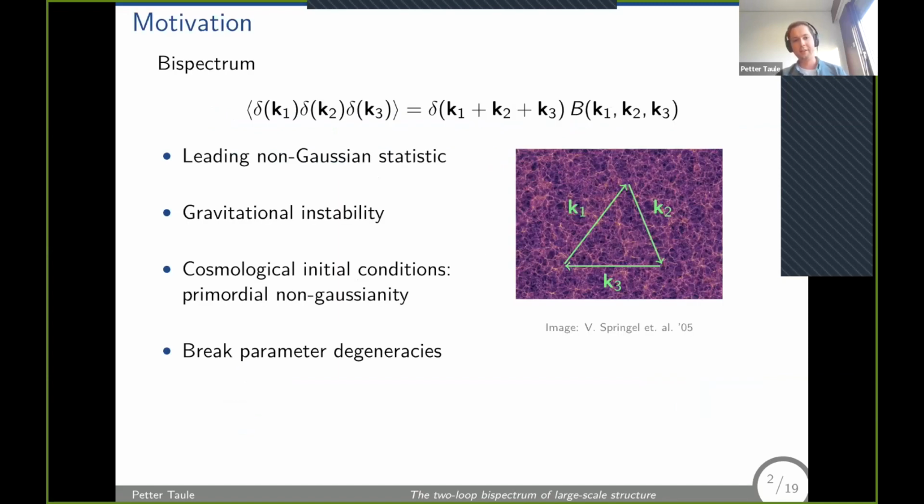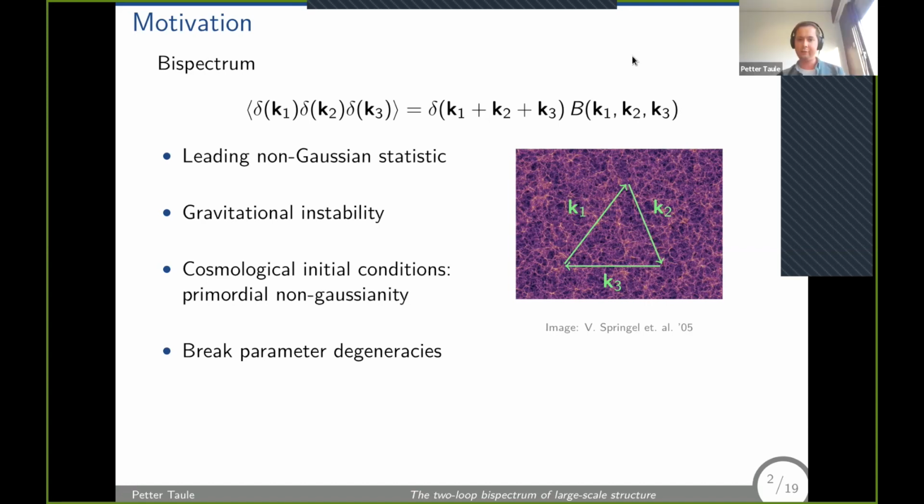As you know, the bispectrum is the leading non-Gaussian statistic of large-scale structure in Fourier space. The shape contains information on gravitational instability and formation of structure, but it can also be used in testing cosmological initial conditions, for example inflation and constraining primordial non-Gaussianity, as people in the audience did quite recently. It's also useful in breaking parameter degeneracies because it has information complementary to the power spectrum, so that it could help break degeneracies between bias parameters and cosmological parameters, or between the mass of neutrinos and the overall amplitude sigma 8.